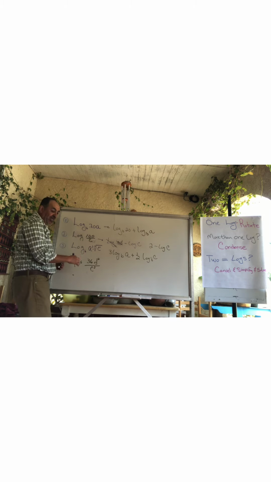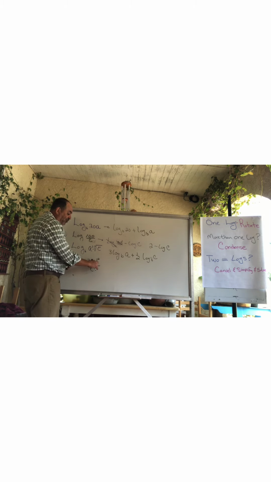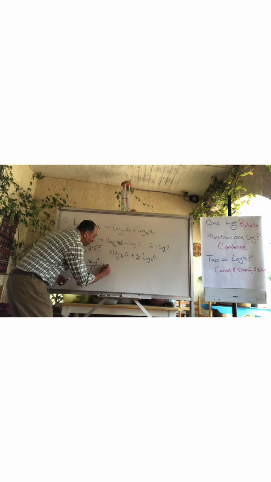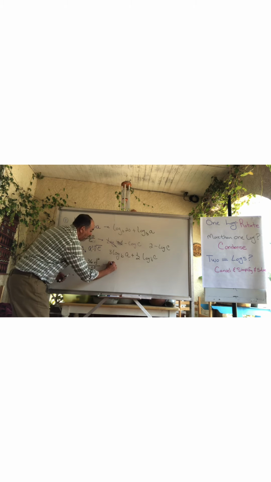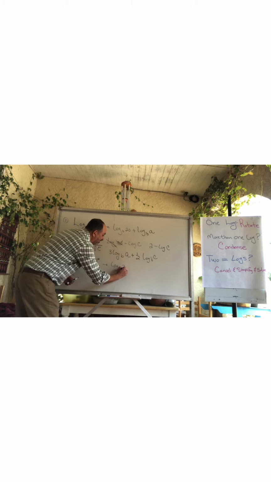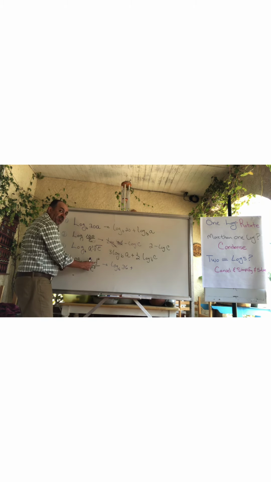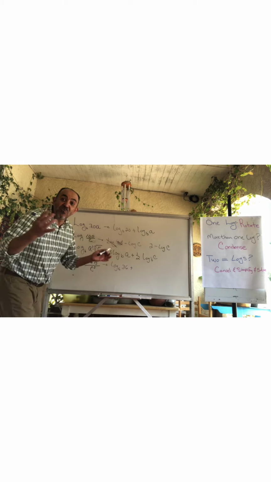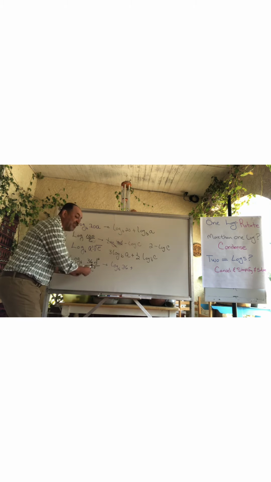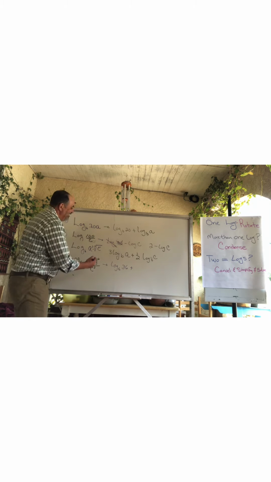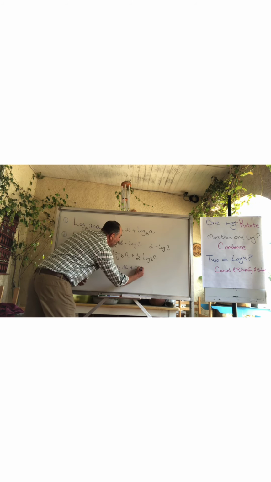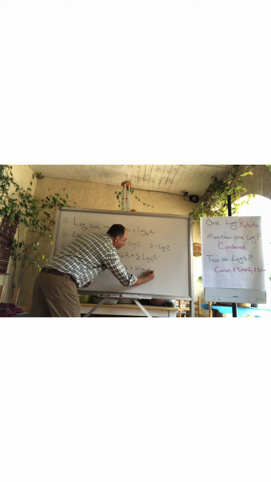Okay, so I'm going to make sure I end up with 3 logs. One for 36, one for D, and one for C. So this is going to turn into log base 6 of 36 plus, you'll notice it's plus because it's in the numerator. Anything in the numerator is plus. Anything in the denominator is minus. So plus 2 log base 6 of D.